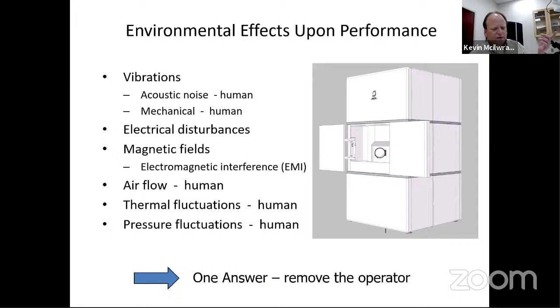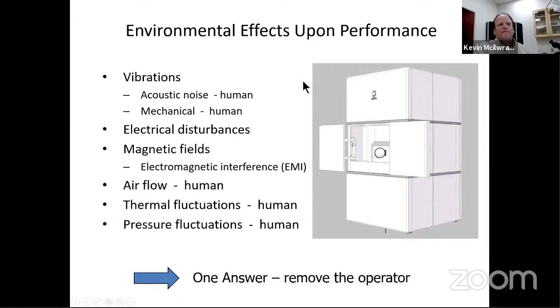I asked Dave Mueller, who had the data showing the improvements of the image. You can see that when a door was opened, the image would shift 3 lattice spacings. I asked him, is that the lab door? And he goes, no, it's any door in the building, because these buildings are alive too, right? So what do we do? We remove the operator. So a lot of microscopy is done remotely.